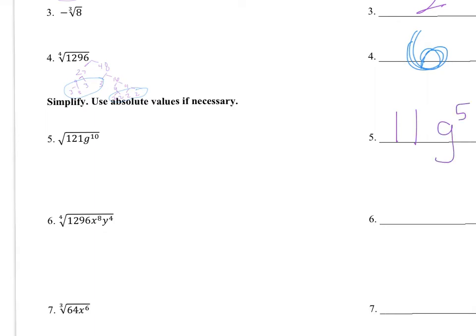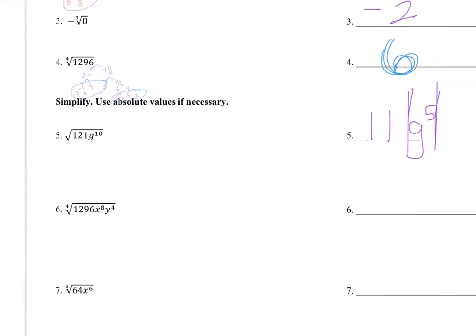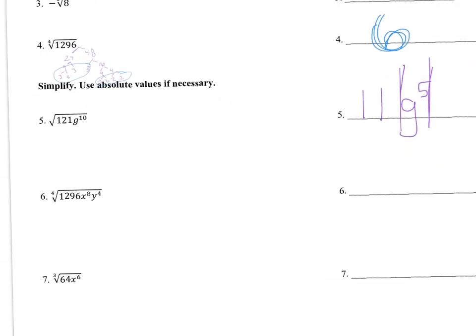Now I have to decide if I need absolute values. So I have to look, can I take a square root of a negative? No, because this is an even root. Could this end up being negative? Yes, because this is an odd power. So if this is an odd power, but an even root, I have to have absolute values. Remember, when you're doing these absolute values, it should be just around the variable that needs them. So in this case, just the g. It should not include the 11.